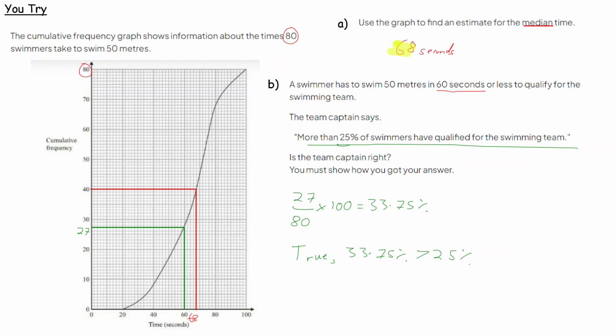So the team captain is true, because 33.75% is bigger than 25%. And that there is our answer. It's quite hard to read actually with that highlighter, but he's true.